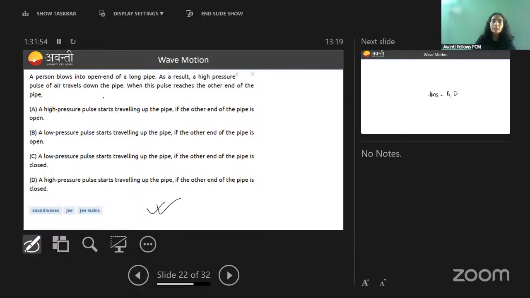क्वेश्चन ये है सिंपल. There is a person that blows into the open end of a long pipe. So there is a long pipe. ठीक है. As a result, a high pressure pulse of air travels down the pipe. So down the pipe high pressure pulse जा रहा है, यानी कि कॉम्प्रेशन जा रहा है. ठीक है. When this pulse reaches the other end of the pipe, this is also open. ठीक है. Then what? How the wave will travel up? So तुम लोगों ने पढ़ा होगा, जब प्रेशर वेव होता है और डिस्प्लेसमेंट वेव होता है, they are out of phase with each other by a phase of what? Anyone?